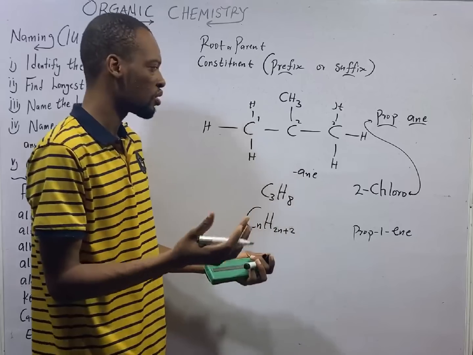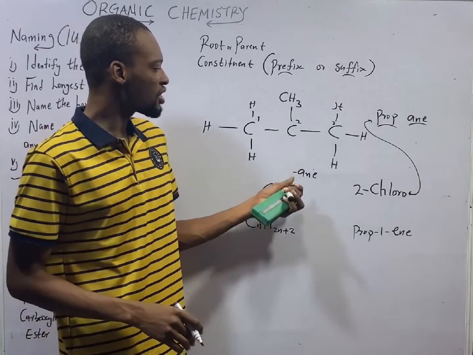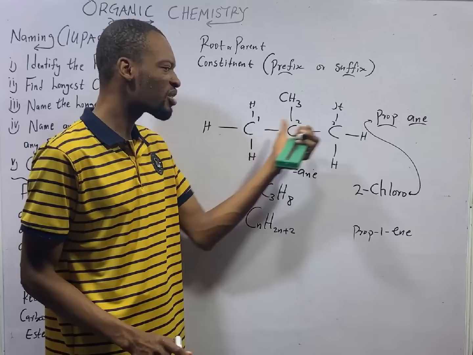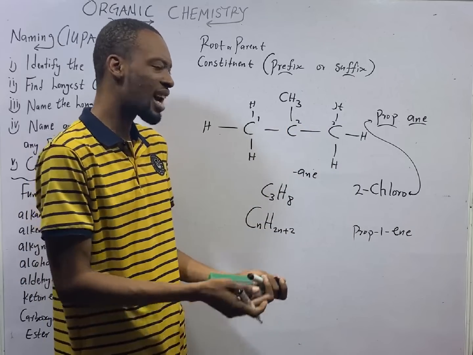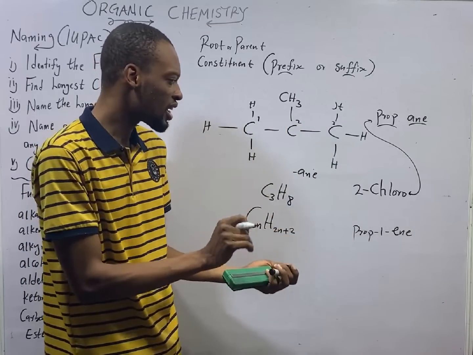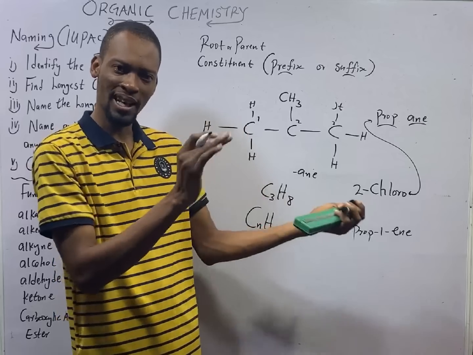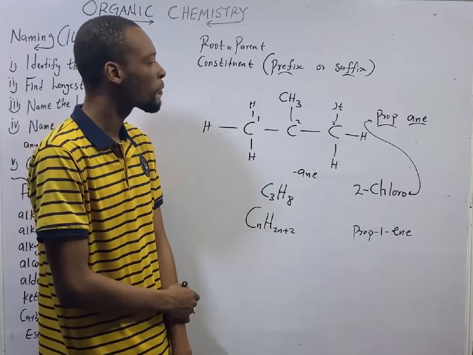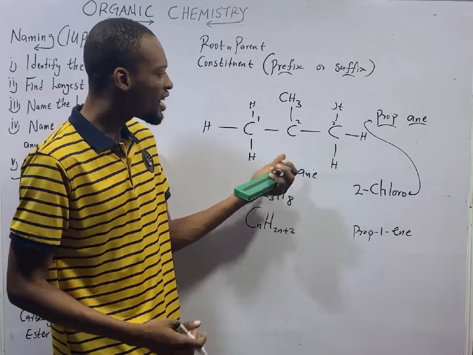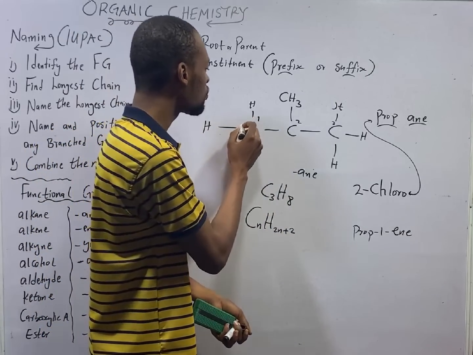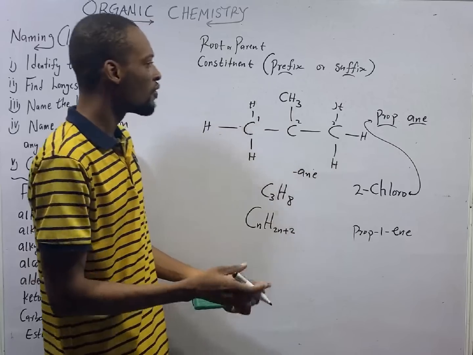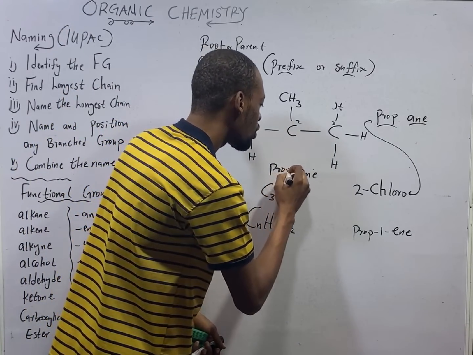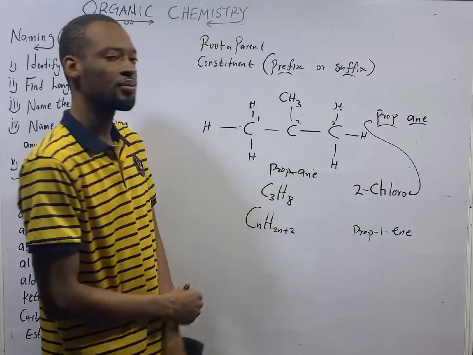True or false? True. Since it is an alkane, we don't need to put the position of the functional group because they are all single bonds throughout. But in alkene and alkyne, you notice that we had a number to show the position of the functional group. From here, if we take this to be the root, which is the longest continuous carbon chain, the root is 3. So this is prop, or we say propan.